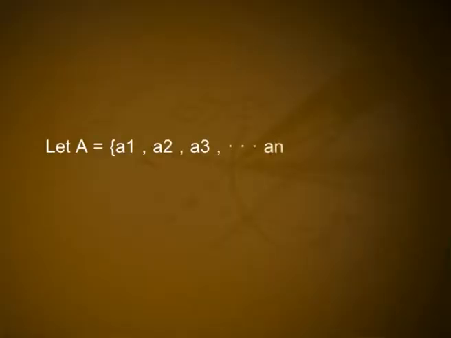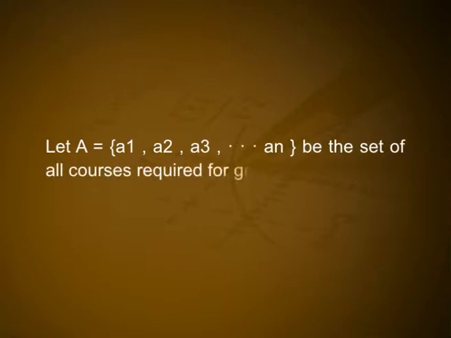Next example: let A equal the set {A1, A2, A3, ..., An} be the set of all courses required for graduation. Let R be a reflexive binary relation defined on A such that for Ai not equal to Aj, the ordered pair (Ai, Aj) belongs to R if and only if course Ai is a prerequisite of course Aj. Then R is antisymmetric and transitive. So, R is a partial order relation.